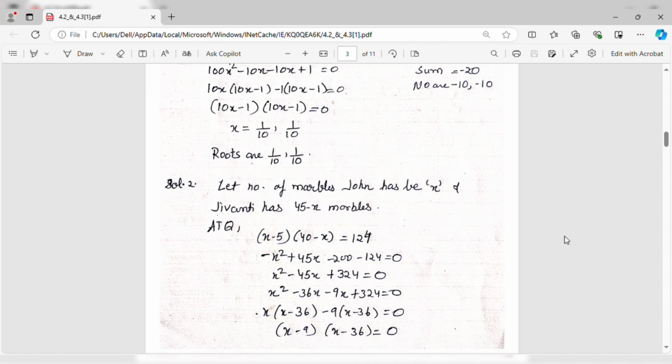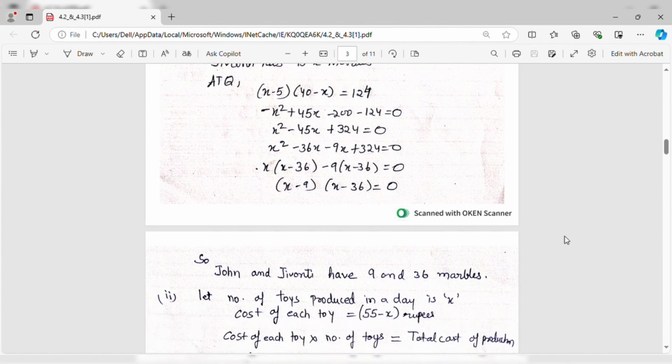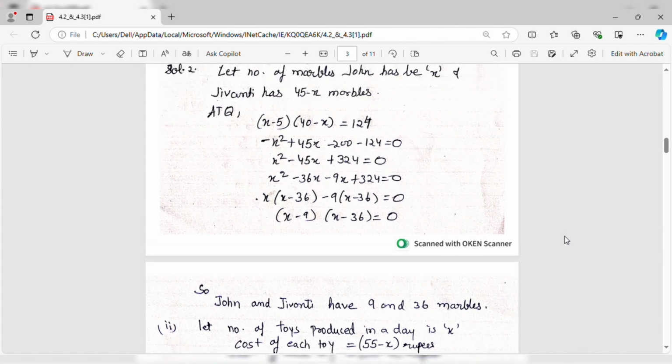In the second question, we are asked to solve the problem given in example 1. So I will read out the question for you. You can find both these examples in your textbook. John and Jivanti together have 45 marbles. Both of them lost 5 marbles each, and the product of the number of marbles they now have is 124. We would like to find out how many marbles they had to start with.